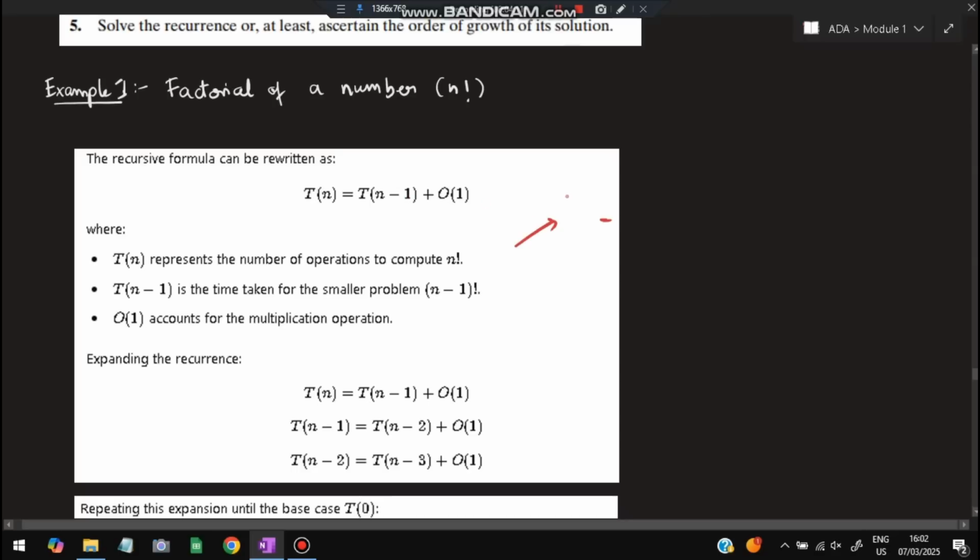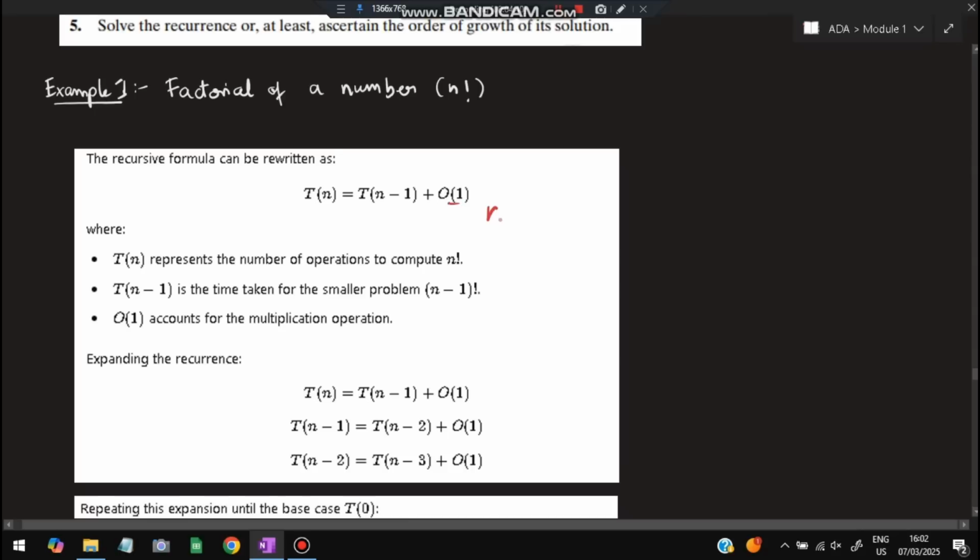So we are calling the same function factorial with a lesser value. 5 factorial means we call the same factorial function with 5 minus 1, 4 factorial, 5 into 4 factorial. 4 factorial will be called as 4 into 3 factorial, right? 5 into 4 into 3 factorial, 5 into 4 into 3 into 2 factorial, and so on. So n minus 1 factorial is called each time, and a constant operation, the multiplication, is done. So constant time will be taken here. So T of n means if you want to find the factorial of n, you have to find the factorial of n minus 1 and multiply it with n.